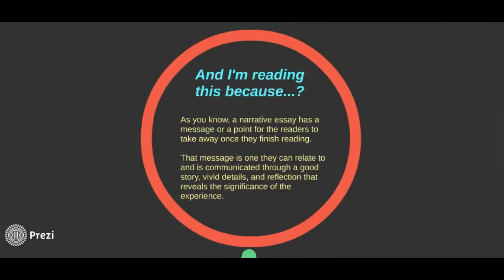to take away once they finish reading. That message is one they can relate to and is communicated through a good story, vivid details, and reflection that reveals the significance of the experience. You need to remember to answer the questions, so what?